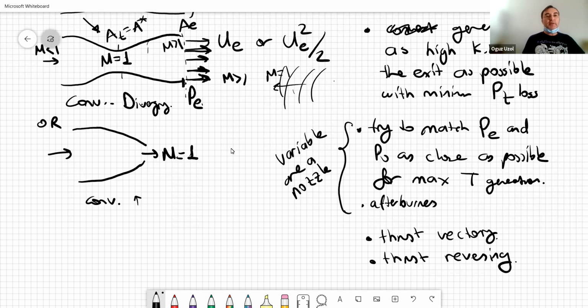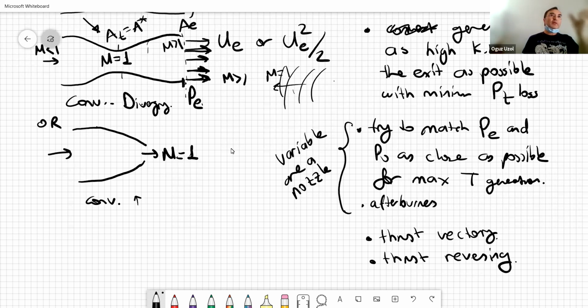One issue is that the temperature of the gas exiting the nozzles is quite high. I mean, the highest temperature in a turbojet engine is not at the nozzle, it's at the combustion chamber, at the exit of the combustion chamber and inlet of the turbine. That's the highest temperature location.